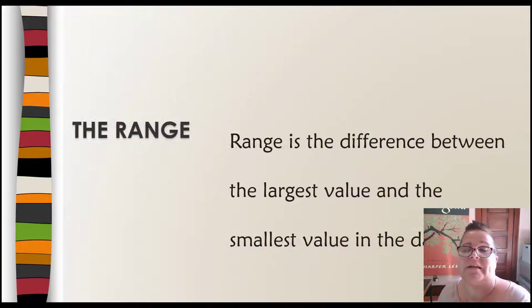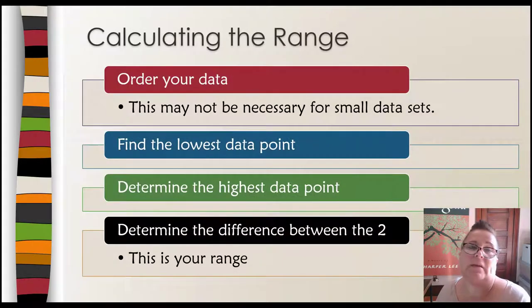So the first one is just the quick and dirty. The first one is the range. The range we talked about when we did measures of center. The range is the difference between the largest value in your data set and the smallest value in the data set. It's really easy to find. You simply order that data. Of course, if it's really small, you may be able to just visually see it. You want to find the lowest point and the highest point and determine the difference between those two. So you just want to subtract them.